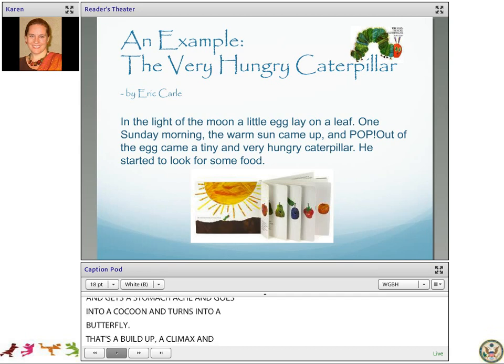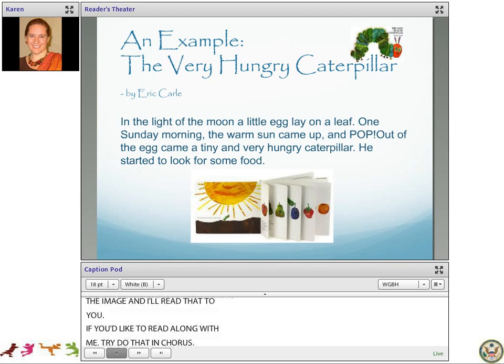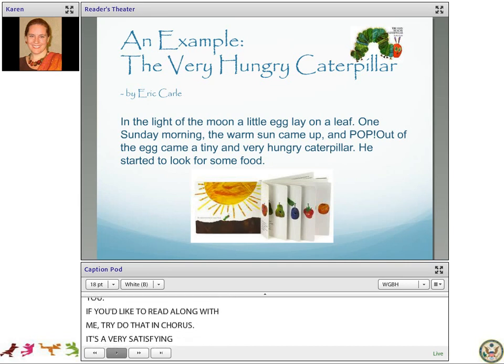I'm going to take just the first line of the book here that you're looking at, and it actually corresponds to the page that's shown in the image, and I'll read that to you. And if you'd like to read along with me, try doing that in chorus. It's a very satisfying experience, actually. In the light of the moon, a little egg lay on a leaf. One Sunday morning, the warm sun came up, and pop! Out of the egg came a tiny and very hungry caterpillar. He started to look for some food. So that's the opening line of the book. And as you can see, the book is not terribly long.